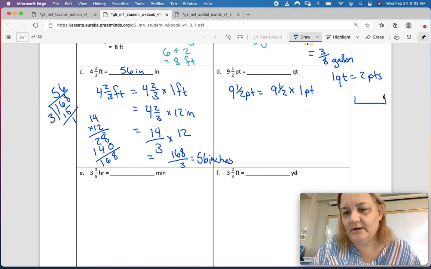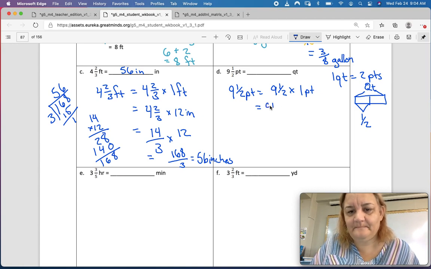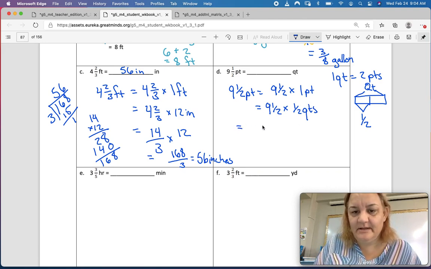Now I'm going to switch pints to quarts. So if this is a quart and this is 1 pint, that would be half of the quart, right? So there's my half. So 9 1/2 times 1/2 quarts. Now I am going to use my distributive property. If you want to use an improper fraction, you can, as long as you show your work. I'm going to multiply 9 times 1/2 and then 1/2 times 1/2.